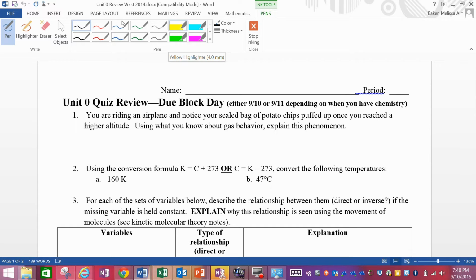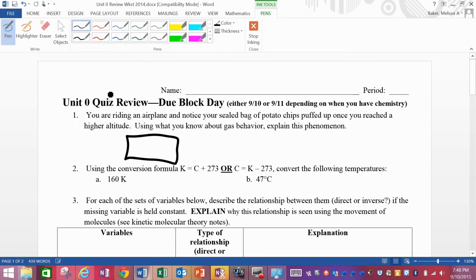Alright, let's go over the Unit 0 Quiz Review Worksheet. Number 1. You notice after riding on an airplane that your sealed bag of potato chips got all puffed up once you're at a higher altitude. Using what you know about gas behavior, explain.